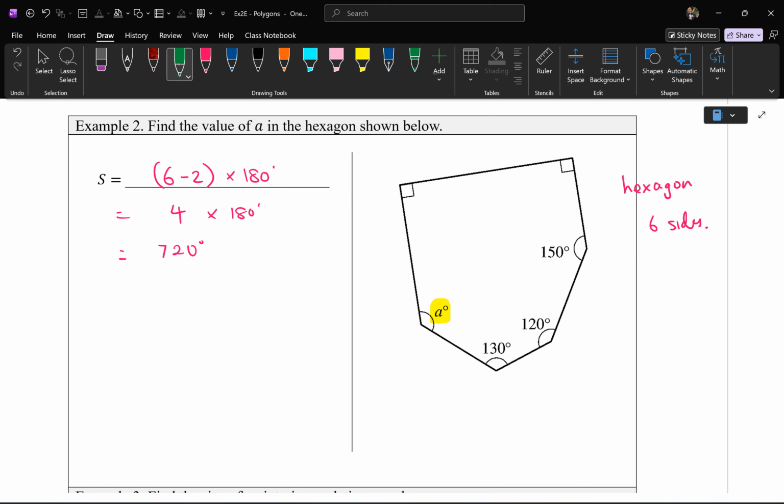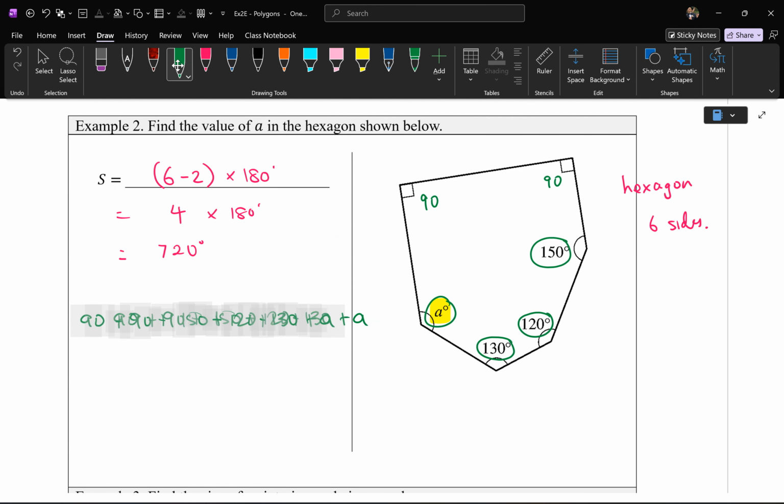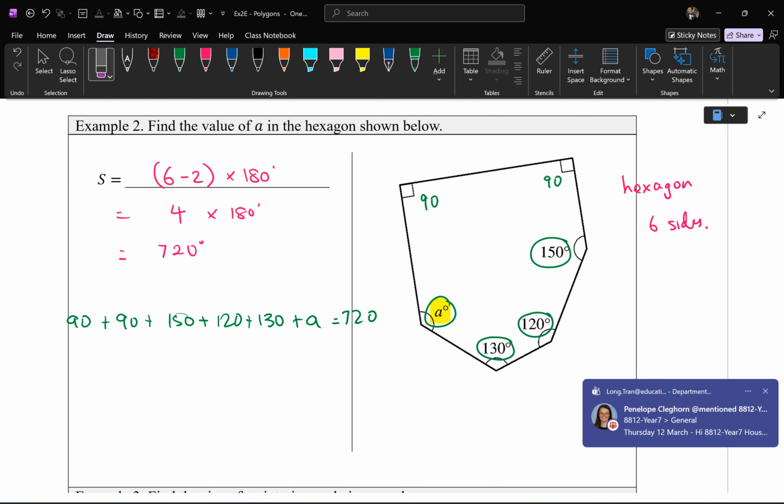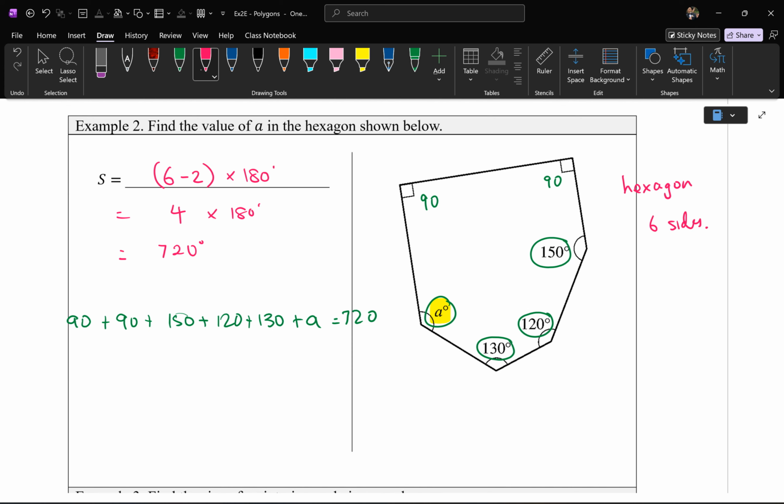So let's work out all the angles we have. What's this little box mean again? 90. So we've got 90 plus 90 plus 150 plus 120 plus 130, and then plus the missing angle that we don't know. It's all meant to add up to 720. See how I'm laying out the problem? I've got a diagram, my technique, my problem, and now I'm going to solve. Here we go, let's add. 90 plus 90? 180.